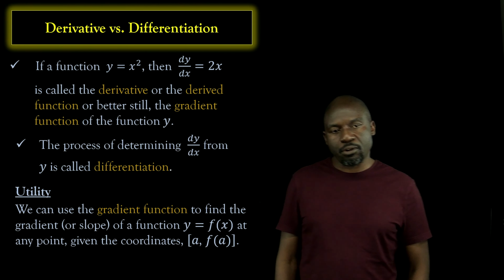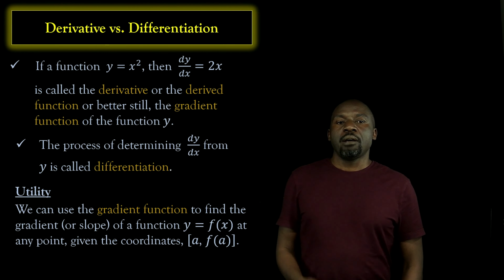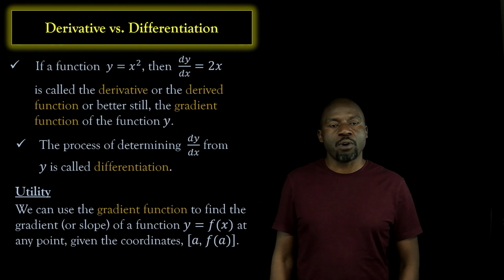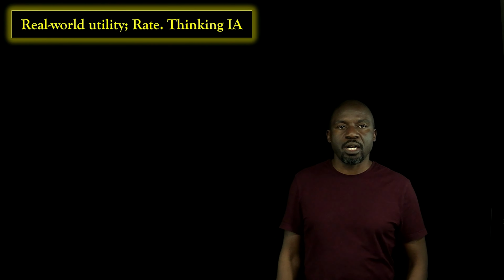If we know the x coordinate of the point, we will be able to find the gradient. Okay? But that's on a simple graph of y versus x. But what about in a real life scenario? Where does this become useful?